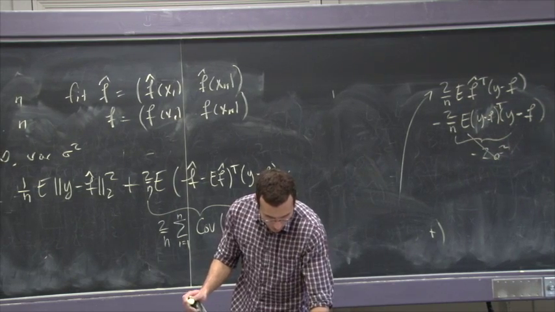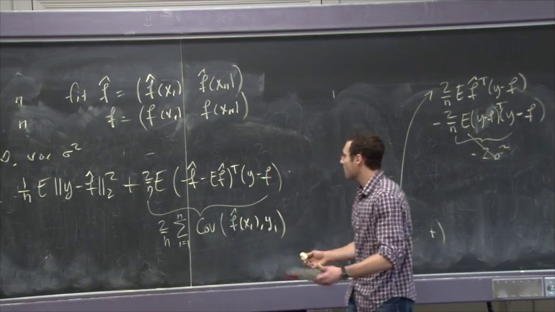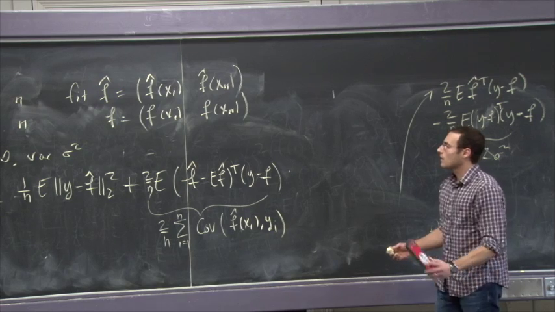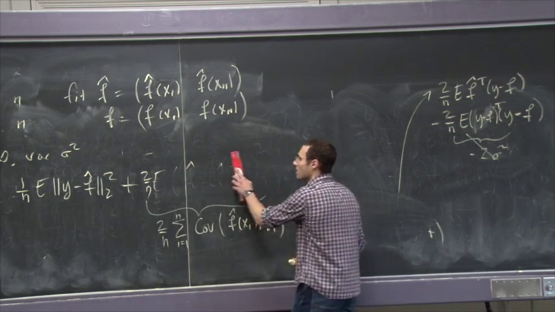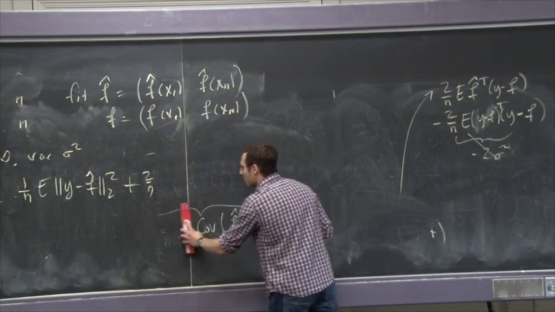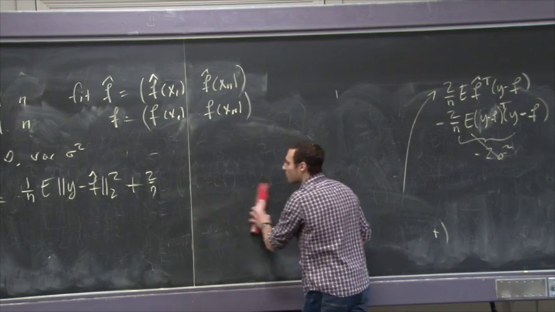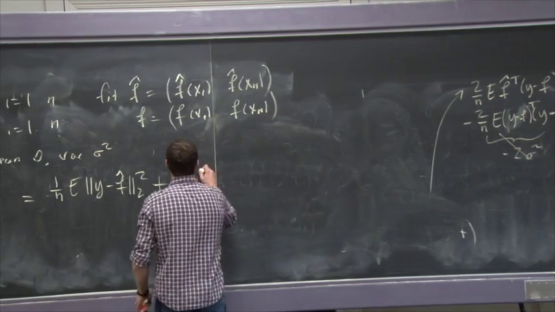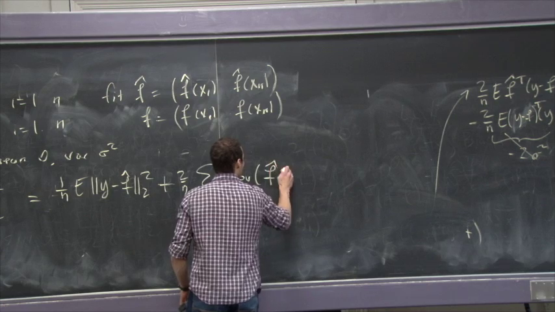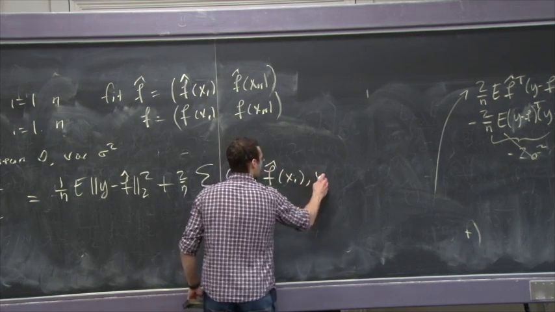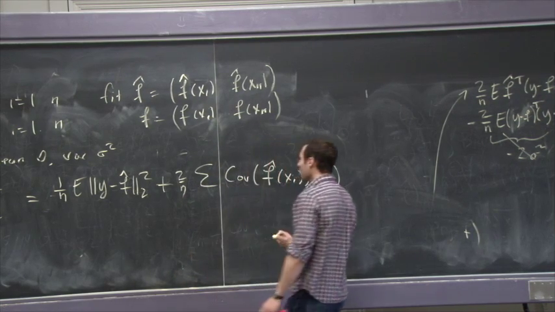And this leads nicely into a natural concept called degrees of freedom. Degrees of freedom is defined pretty much right off of this expression. So I'm just going to move things around so I have a little more room to write. This was the sum of the covariances of f hat of xi with yi.